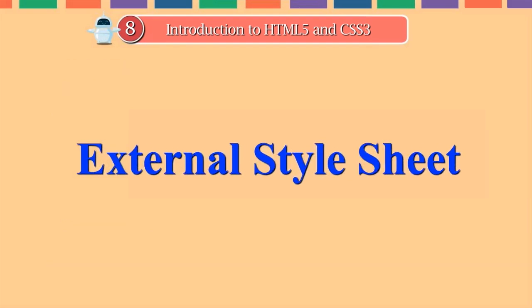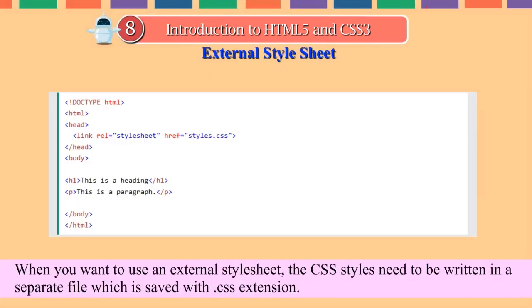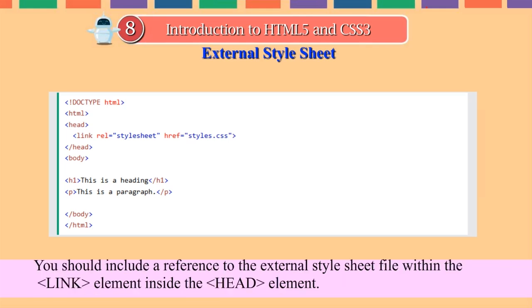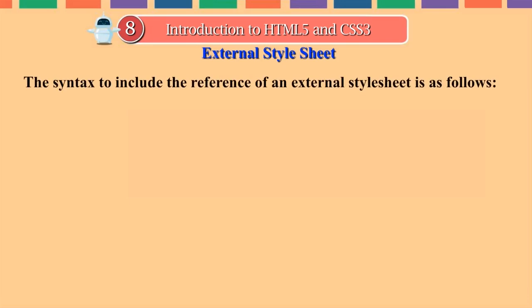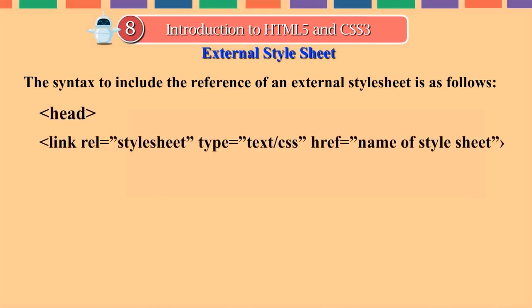External style sheet. When you want to use an external style sheet, the CSS styles need to be written in a separate file which is saved with .css extension. You should include a reference to the external style sheet file within the link element inside the head element. The syntax to include the reference of an external style sheet is as follows: <head> <link rel="stylesheet" type="text/css" href="name of style sheet"> </head>.